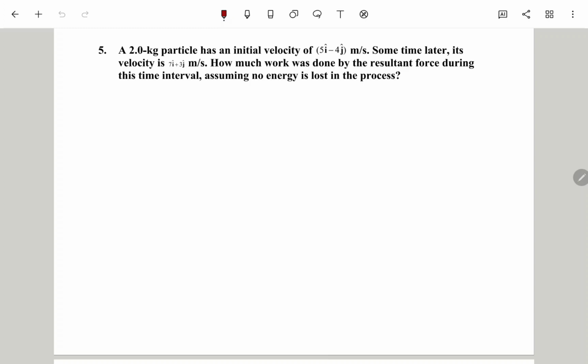A 2 kilogram particle has an initial velocity 5i minus 4j meters per second. Sometime later, its velocity becomes 7i plus 3j meters per second. How much work is done by the resultant force during this time interval, assuming that no energy is lost in this process? Now, V initial equals 5i minus 4j. The magnitude of V initial is equal to the square root of 25 plus 16, or in other words, the square root of 41.